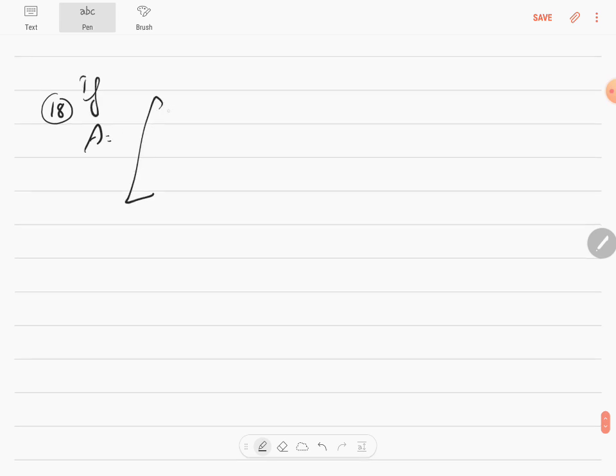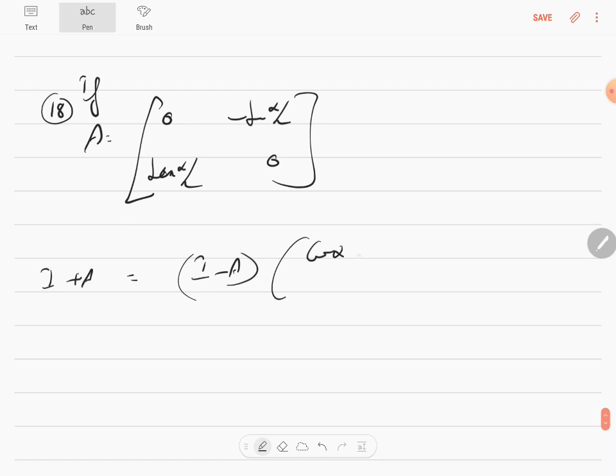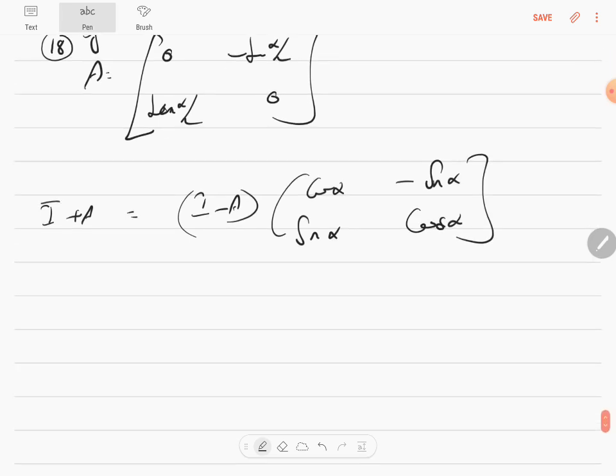If A is equal to [0, minus tan alpha by 2; tan alpha by 2, 0], you have to prove that I plus A is equal to I minus A into [cos alpha, minus sin alpha; sin alpha, cos alpha]. You have to prove this. So you know what is I. Let's prove the left hand side and right hand side separately.